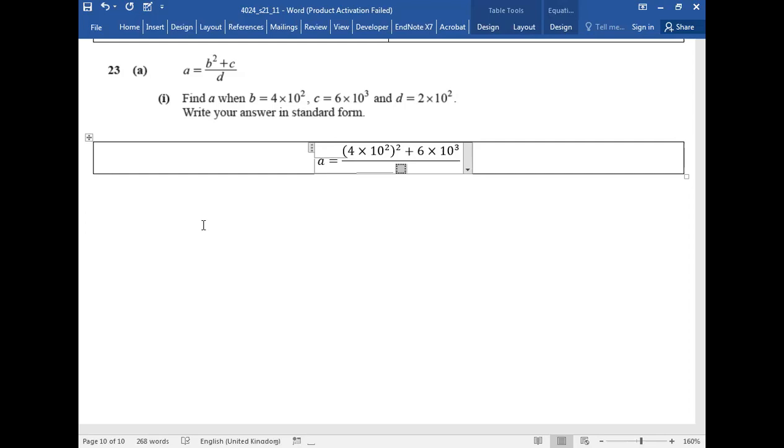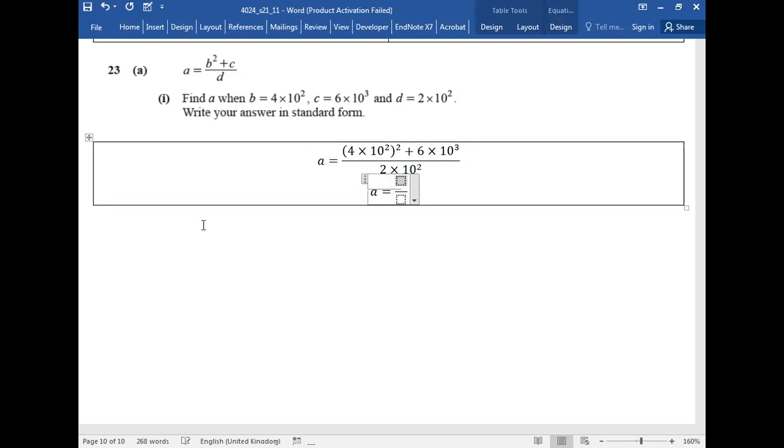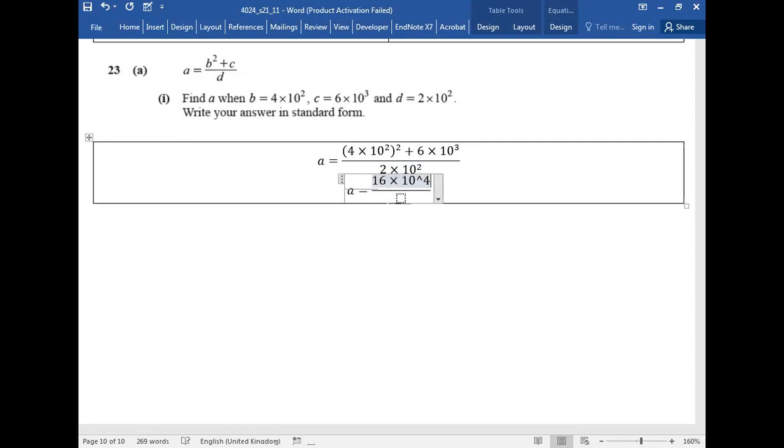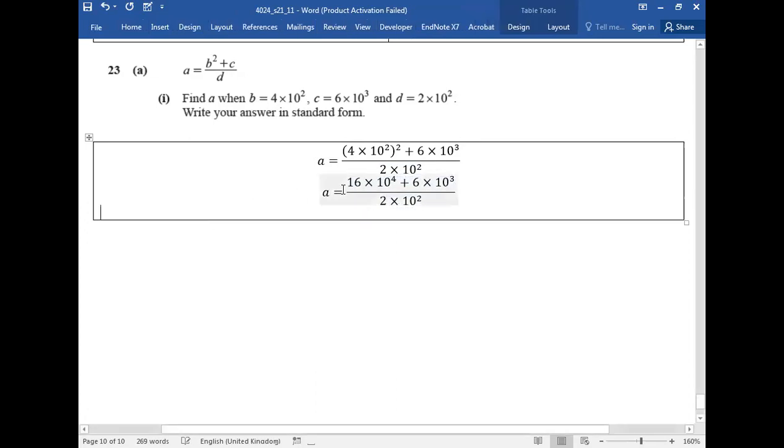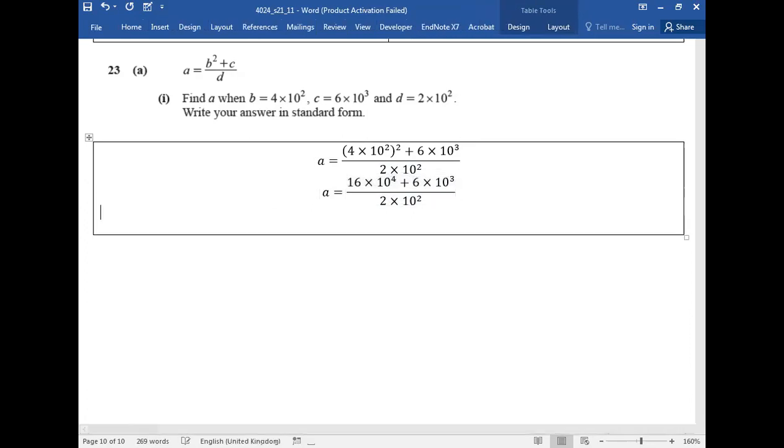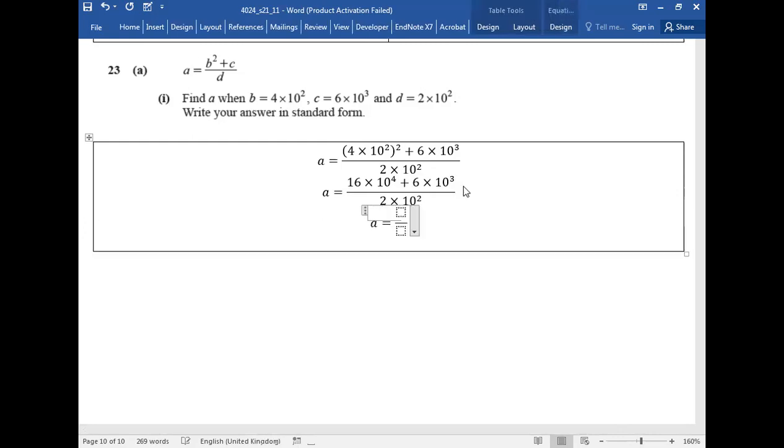So instead of C and D, I write 2 exponent. First thing is squaring them, which gives me 16 exponent 4 plus 6 exponent. When adding or subtracting, we try to get the same exponents. Either I make this exponent 3, remember this is one single value and this is one single value, either I convert both of them to exponents of 3 or both to exponents of 4. Which one do you want to do? Tell me. 4. Okay, this one is already exponent 4.